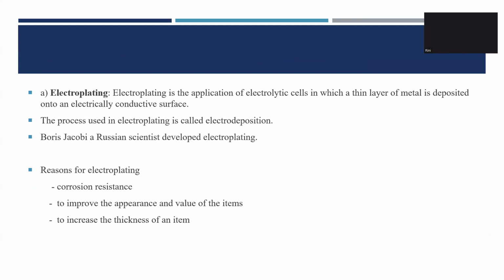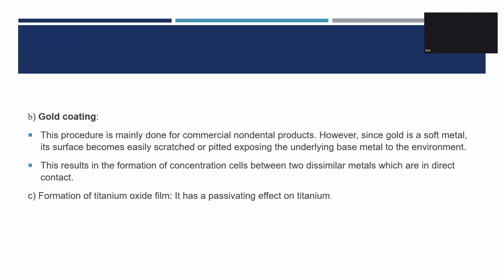Reasons for electroplating: it provides corrosion resistance, improves the appearance and value of the items, and increases the thickness of an item. Gold coating. This procedure is mainly done for commercial non-dental products. Since gold is a soft metal, its surface becomes easily scratched or pitted, exposing the underlying base metal to the environment. This results in the formation of concentration cells between two dissimilar metals which are in direct contact.